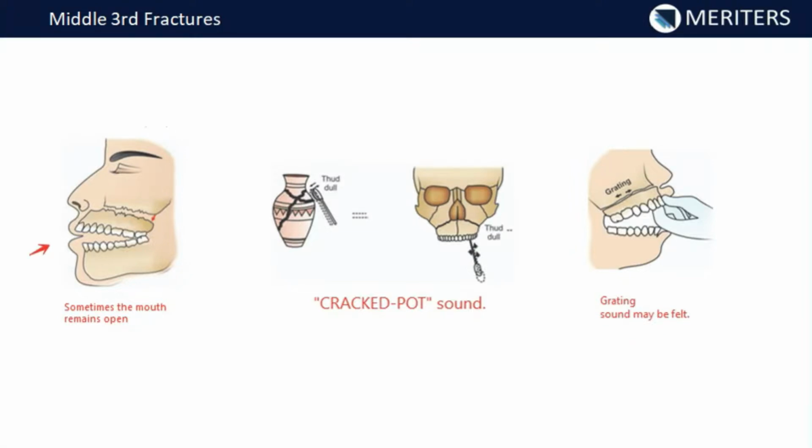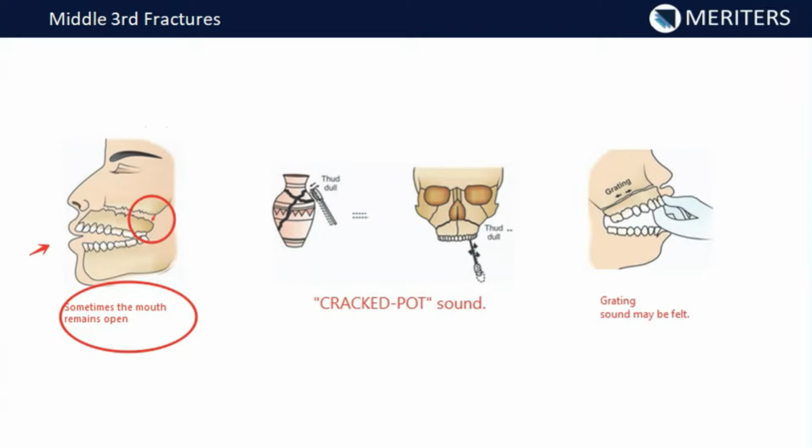Sometimes the mouth may remain open because of the increased vertical dimension of the bite due to the fractured segment having dropped down. We can appreciate here that the fractured segment has dropped down and that has increased the bite, and that's interfering with closing of the mouth. So that's the reason sometimes the mouth may remain open.